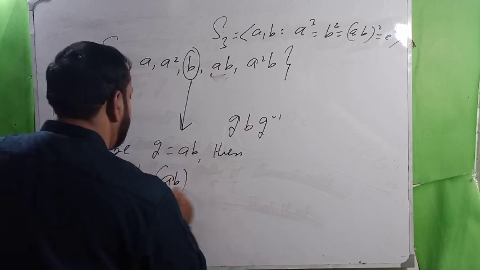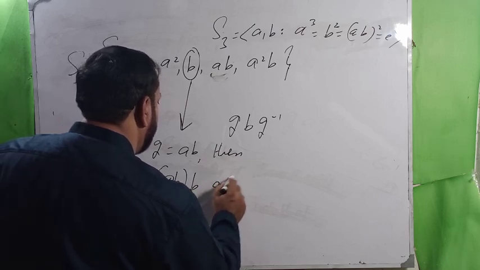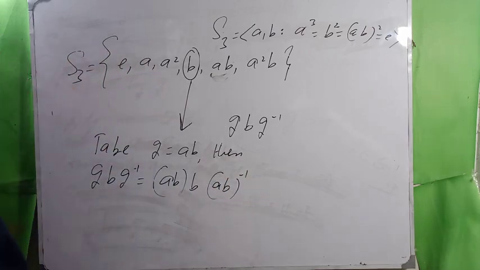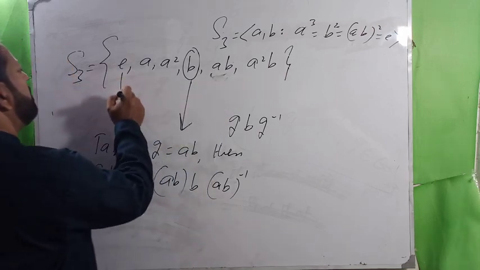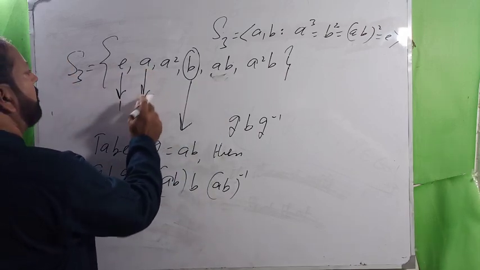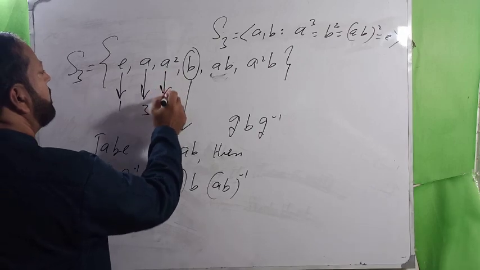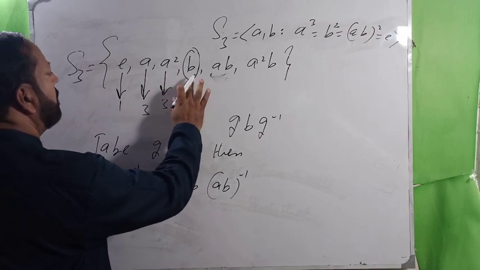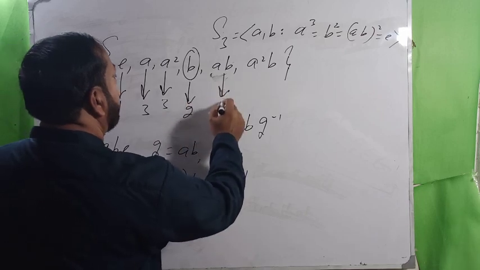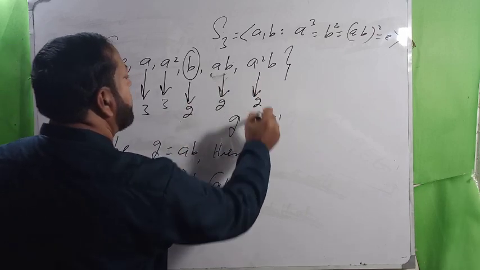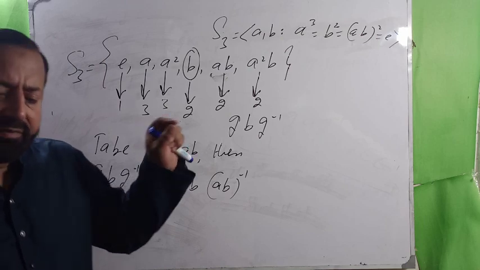This is B and AB inverse. Of course, you know the order of AB is 2. What is the order structure? The order of A is 3, the order of A square is 3. Of course, the order of B is 2, the order of AB is 2, the order of A square B is 2. You know the order structure of this group.